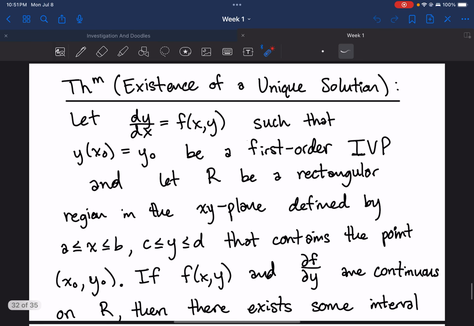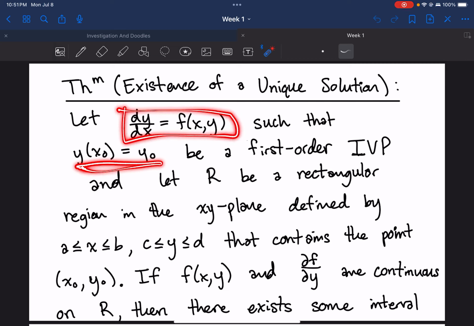Here's the basic solution of, this is the most of the theorems in differential equations are of this flavor. I call them existence and uniqueness theorems. They basically say that a solution exists and it's unique under these conditions. So let's read this one. It says, if you have a differential equation, that's a first order equation, subject to, excuse me, an initial condition. So you have a first order differential equation and an initial condition.